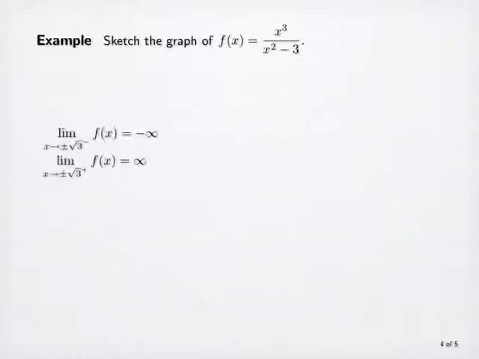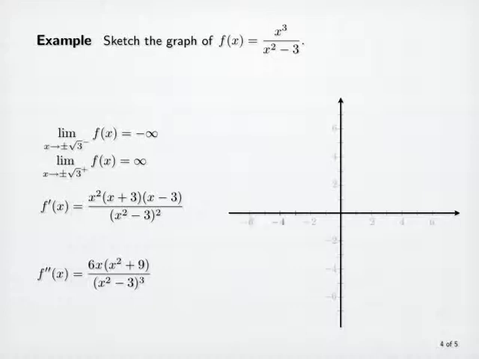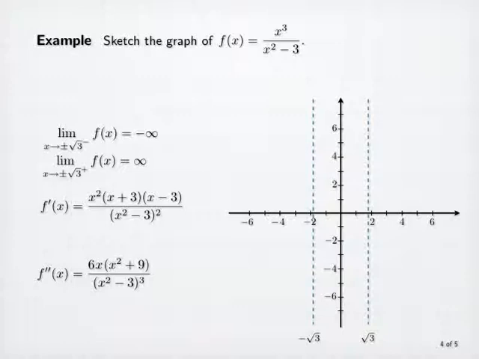The left-sided limit at each of the vertical asymptotes is minus infinity. The right-sided limit at each of the vertical asymptotes is plus infinity. Here's our derivative in factored form, and here's our second derivative in factored form. Let's now draw a pair of axes and place our vertical asymptotes, x equals minus the square root of 3 and plus the square root of 3.